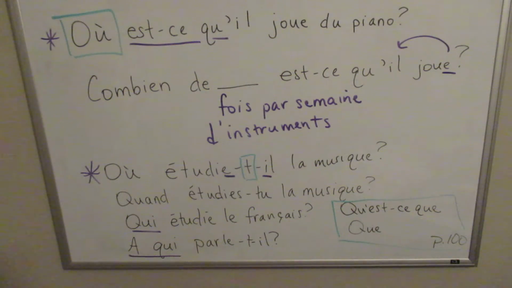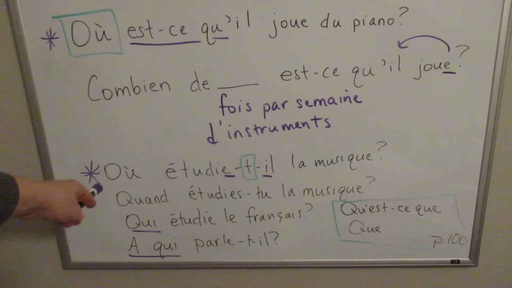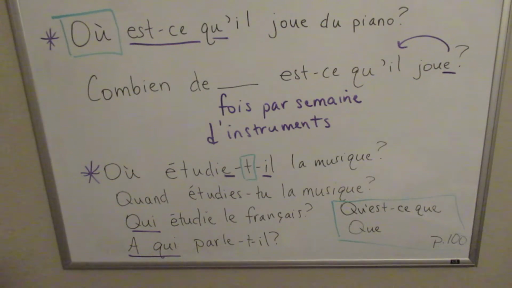Now that is our question words with est-ce que. And this will hold true for où, quand, comment, and pourquoi. If we don't want to use est-ce que, we can also use inversion. And that's the next example down here with our purple star. It has où étudie-t-il la musique?